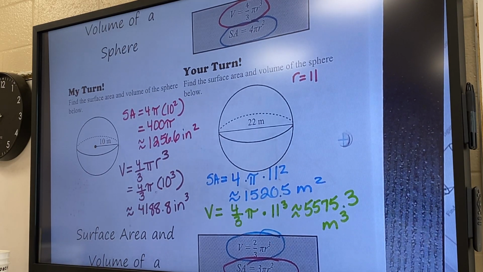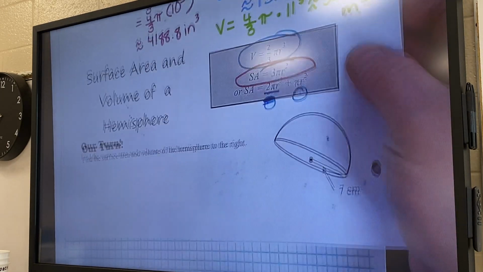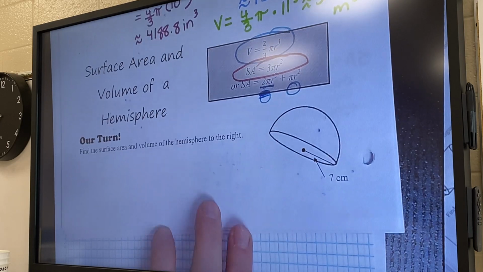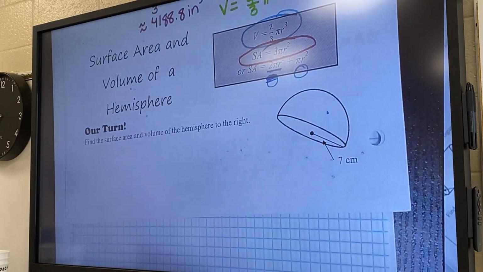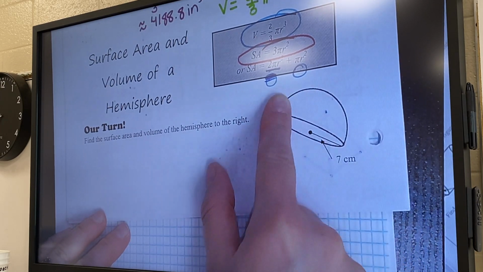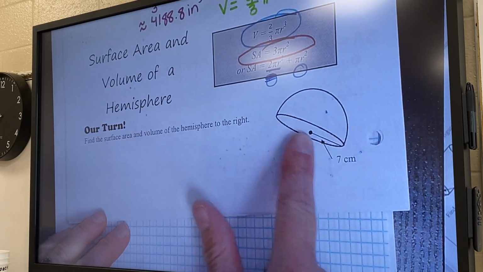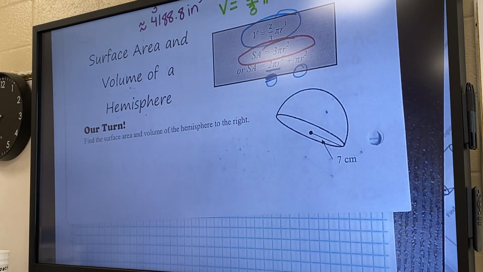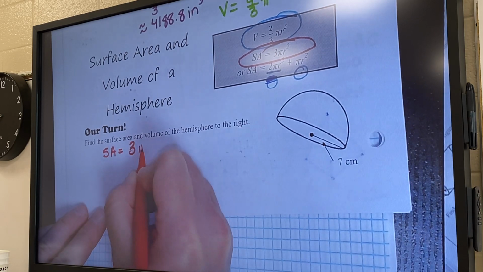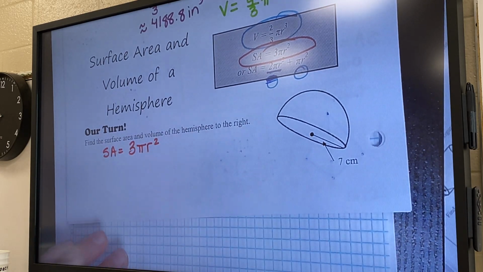Any questions about the volume? All right, so let's do an example with the hemisphere. It's just like the sphere, but half. Except for surface area, don't forget the circle. To do the surface area, we have to do the 2 pi r squared for the lateral area and the pi r squared for the circle, so the formula is 3 pi r squared. All you need for these is the radius.